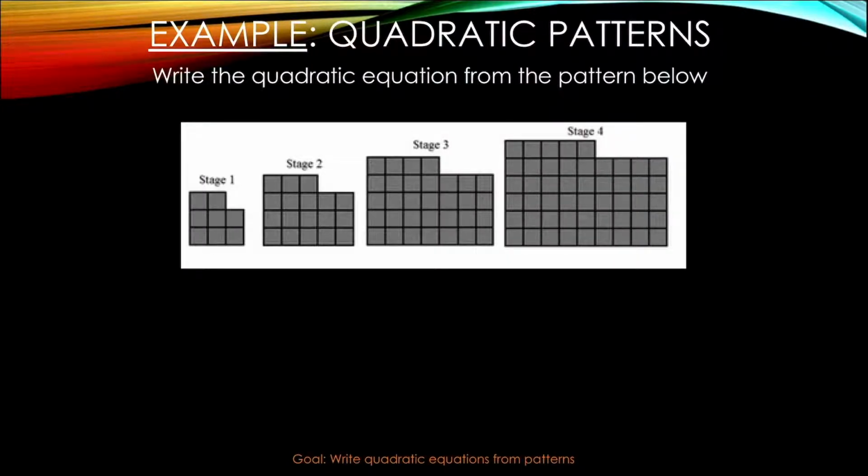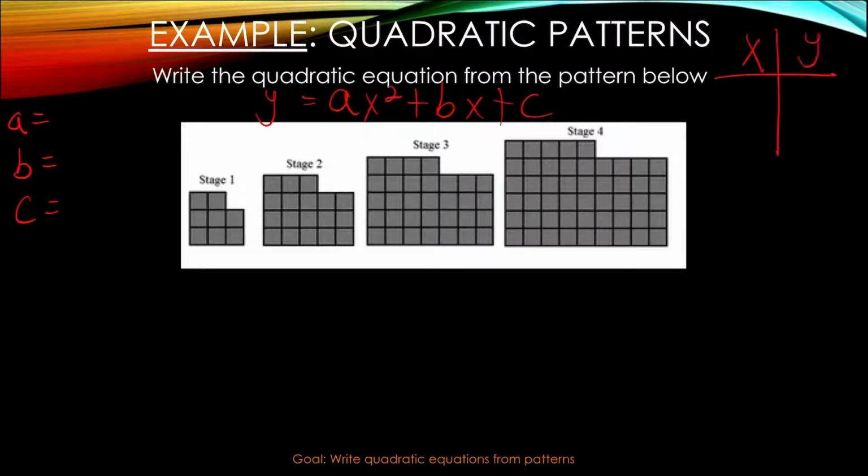Alright, so we write the quadratic equation from the pattern below. So these are the things we need to find. We need to find a, b, and c, because we're trying to fill in this equation: ax squared plus bx plus c equals y. Okay, so I told you we were going to start with a table. Remember, we're going to leave that as a 0 because we are going to have to find that 0 term in the sequence.